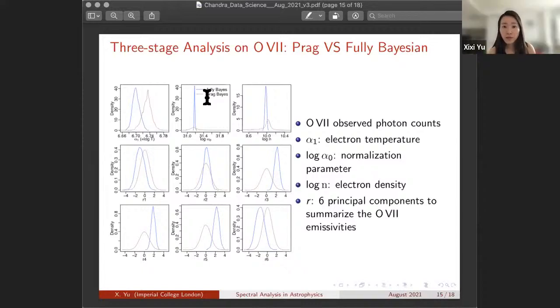So under the fully Bayesian model, we are able to select a subset of emissivities, which is supported by the observed photon counts, either in oxygen 7 or iron 17 ions. So that means we can provide a more accurate estimate of the plasma parameters, compared to when we don't let the observed photon counts provide information.